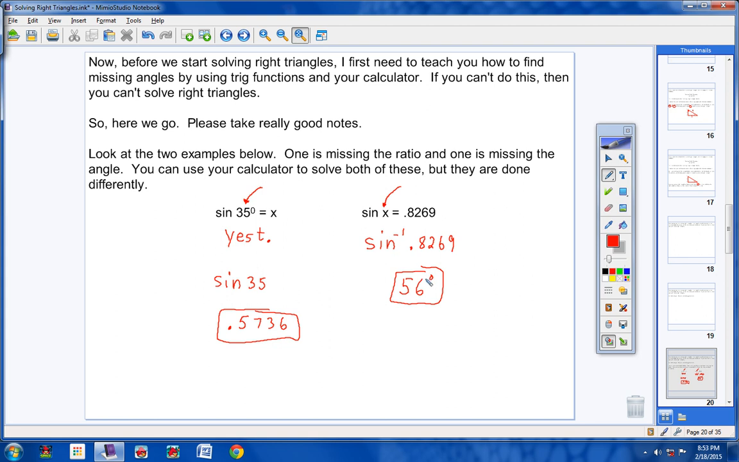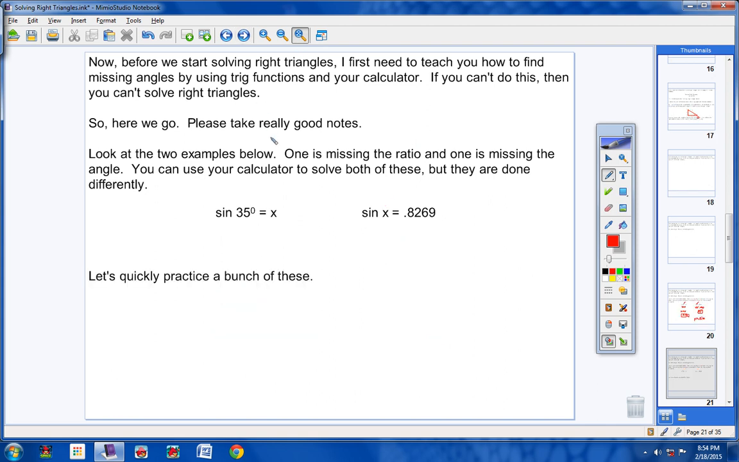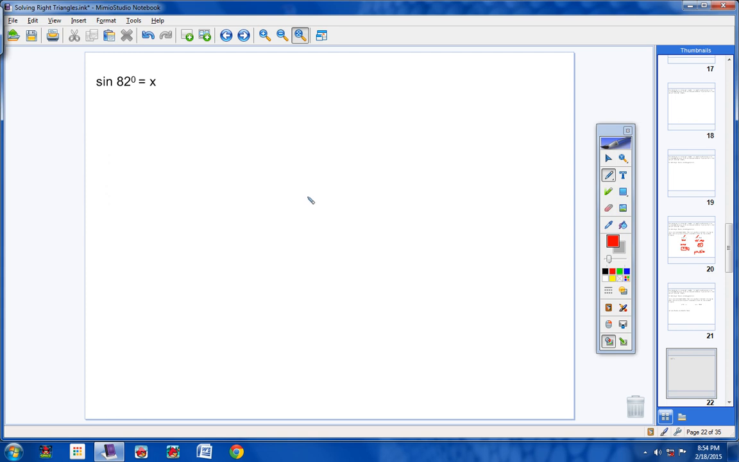Okay, guys, let's go over this again. Whenever you're not missing an angle, you just use the regular sine button or cosine or tangent. Whenever you're missing the angle, you use the inverse sine or inverse cosine or inverse tangent, okay? Now that's pretty much an explanation, but now we need to do the wonderful word called practice, okay? So let's practice this. Here we go. Let's quickly practice a bunch of these. Copy this in your notes, please.